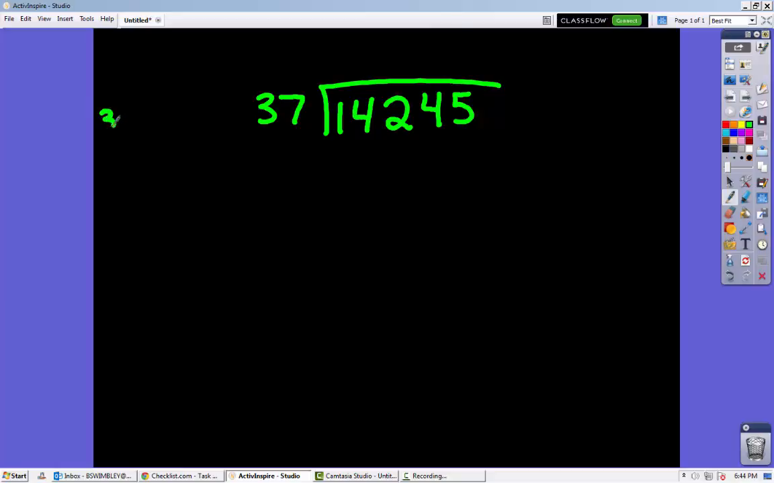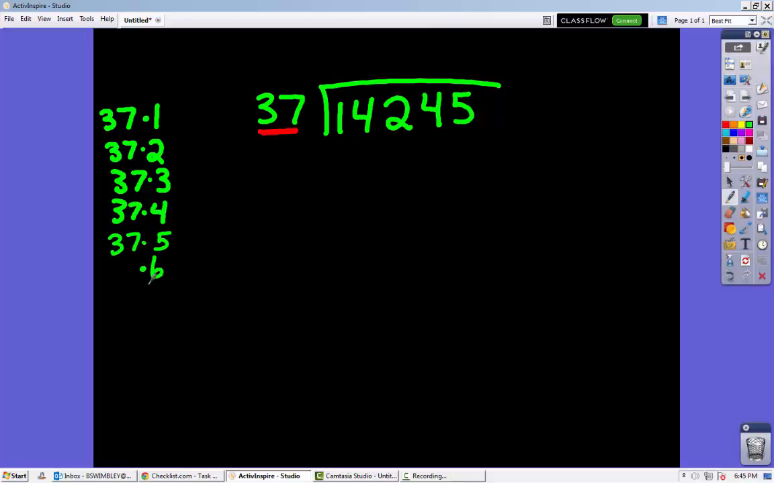So what I'm going to do is take my divisor. If you remember, your divisor is the number on the outside, and I'm going to multiply it from 1 to 9. So I'm going to do 37 times 1, 37 times 2, 37 times 3, 37 times 4. And I'm going to go all the way down until I get to 9. So 37 times 5, I'm going to abbreviate it now. So times 6, times 7, times 8, and times 9. And I'm going to solve all of these. And we'll see why we use this method in a moment.